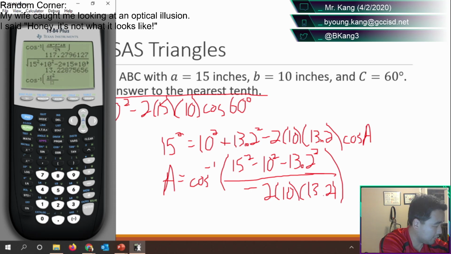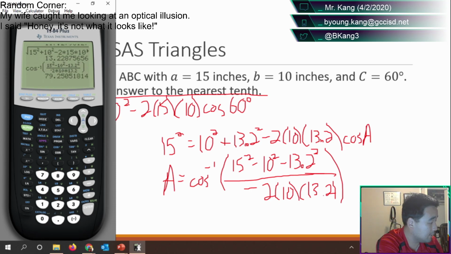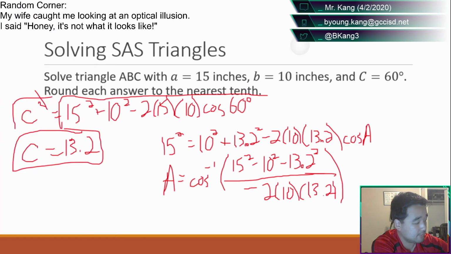Alright, so we will just type in everything exactly as we see it. And if you're not doing the alpha y equals thing, be very, very careful with your parentheses because there's a lot of multiplying being done and there's a fraction inside of a parentheses. So you're going to end up with nested parentheses. So be sure you have enough. 79.3 degrees.